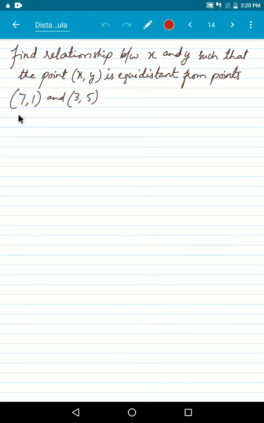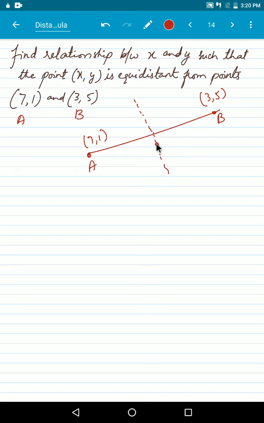If we take this point as A and this point as B, A is (7, 1) and B is (3, 5). There is one point which will lie on this line, which will be at equal distance. PB will be equal to AP. Equal distance means equidistant. It can be the midpoint also. Point P can be here also. PB will be equal to AP.